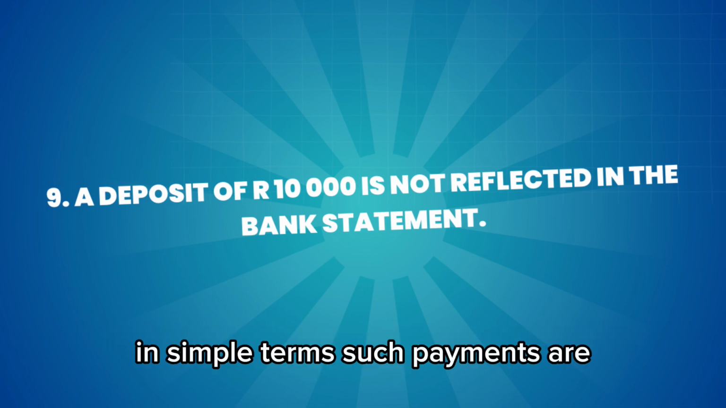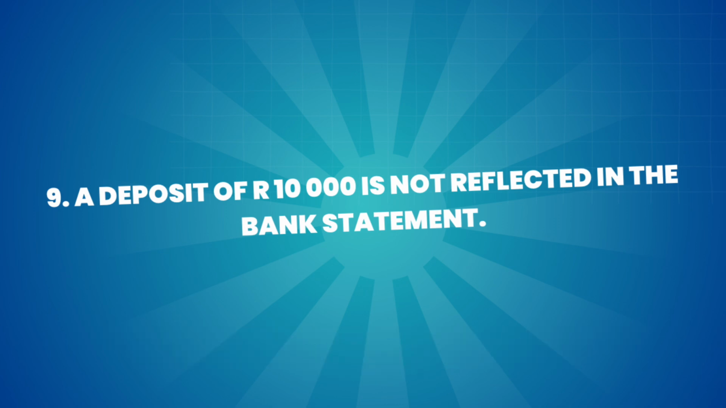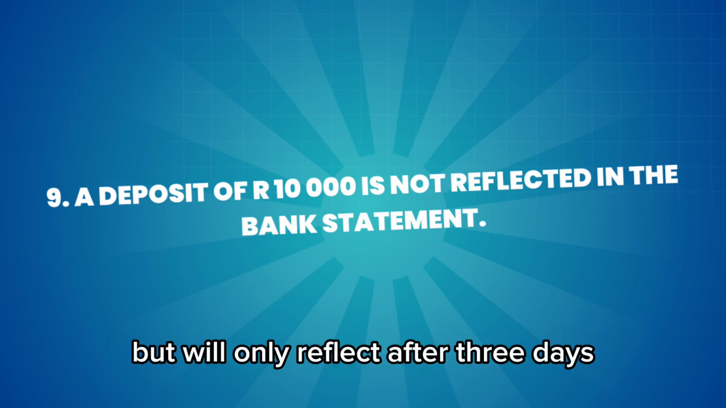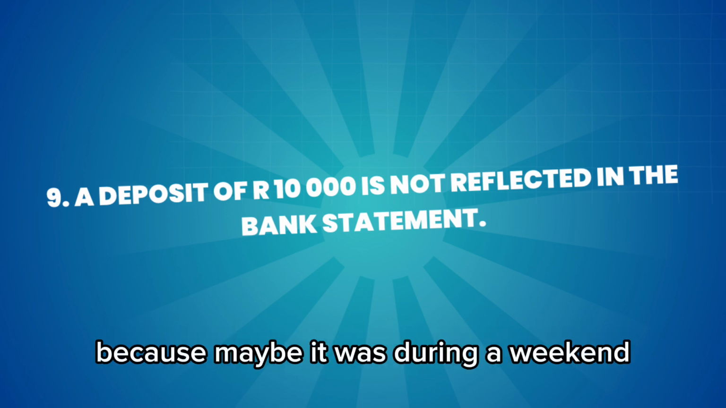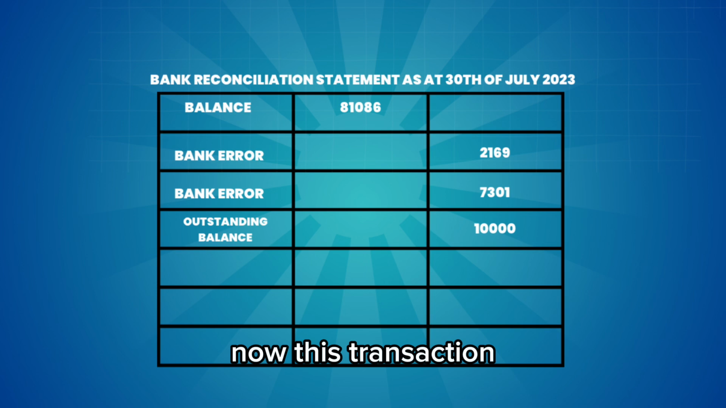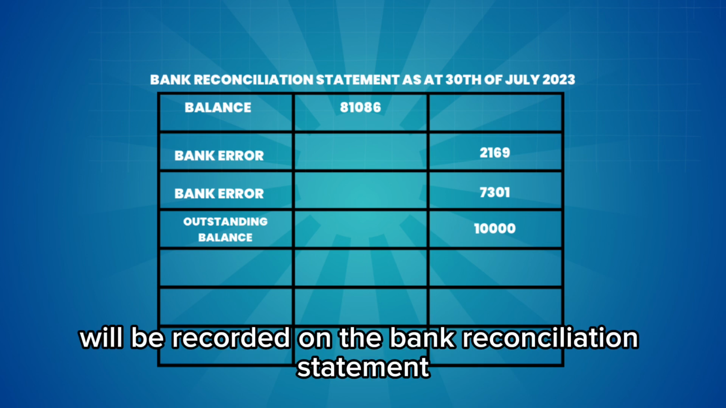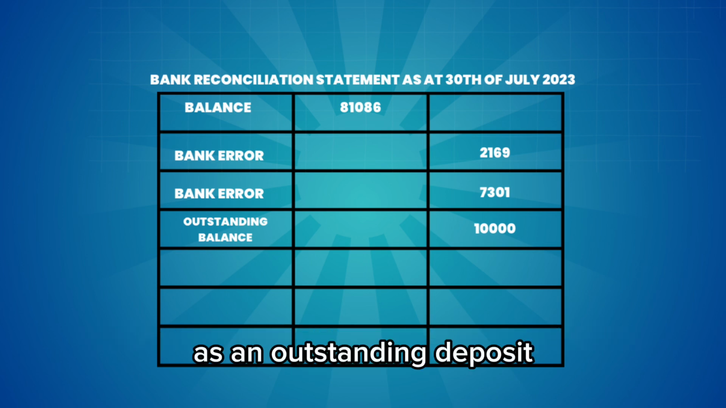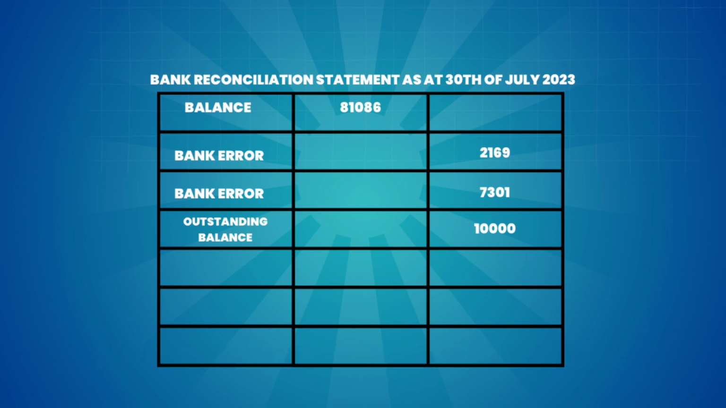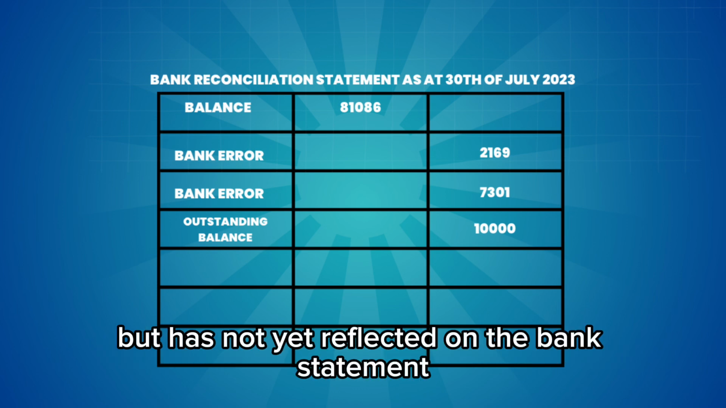In simple terms, such payments are, for instance, money that may have been deposited on the 30th but will only reflect after 3 days because maybe it was during a weekend or the bank regulations require a 3-day waiting period. Now this transaction will be recorded on the bank reconciliation statement as an outstanding deposit because the money has been deposited but has not yet reflected on the bank statement.